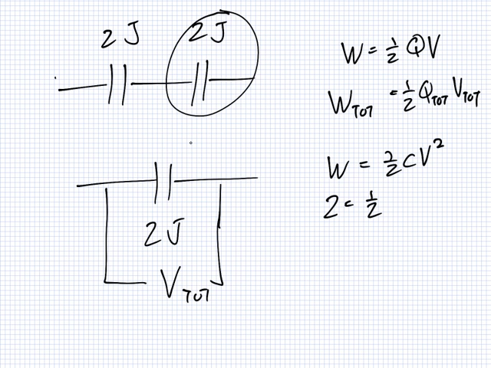What's the capacitance? Oh, we have to work that out. What is this? 2 farads? Yeah, 1/2 plus 1 over 2 is 1. So the total capacitance here is 1 farad. So that's a half times 1 times V squared. So the voltage here will be 2 volts.